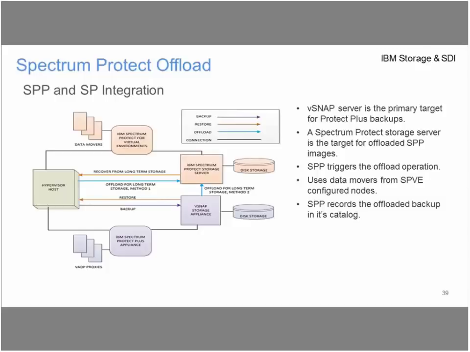Spectrum Protect Plus triggers that offload using the Spectrum Protect for VE data movers from the SPVE configured nodes. Spectrum Protect Plus is going to record the offloaded backup in its catalog. So from a recovery perspective, when you want to recover data that exists out on the Spectrum Protect environment but no longer exists on the Spectrum Protect Plus environment, you still manage that recovery through the Spectrum Protect Plus UI.